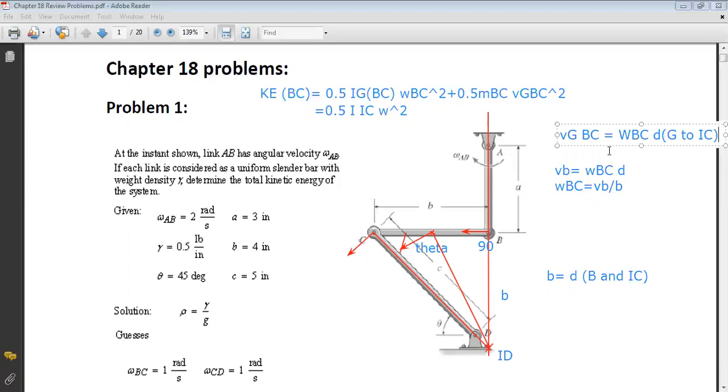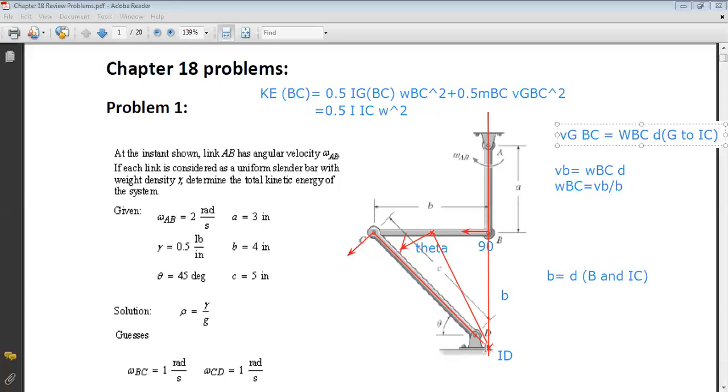Omega is already calculated. All I have to do is find the distance here. How can I calculate this distance? From the Pythagoras theorem in this triangle here. I have this is B and this is B over 2, so I can calculate the distance from G to the instantaneous center. And the other method, which is easier, is that the kinetic energy is 0.5 times inertia about IC times omega squared.